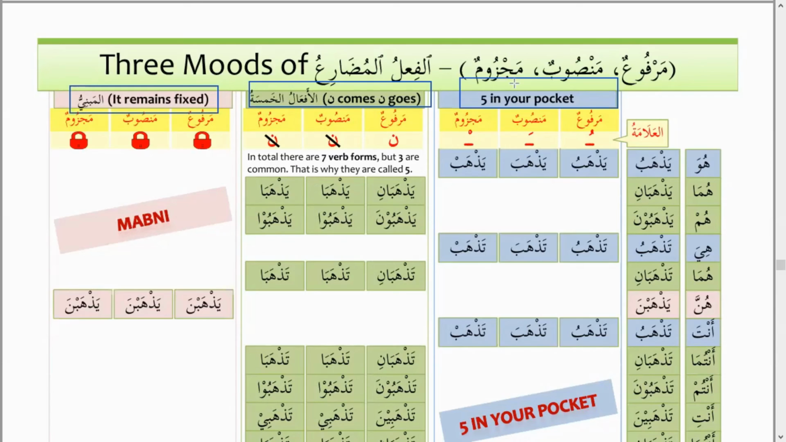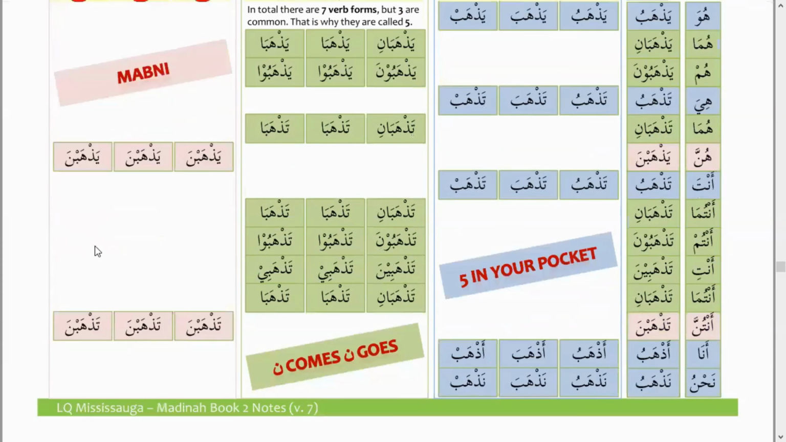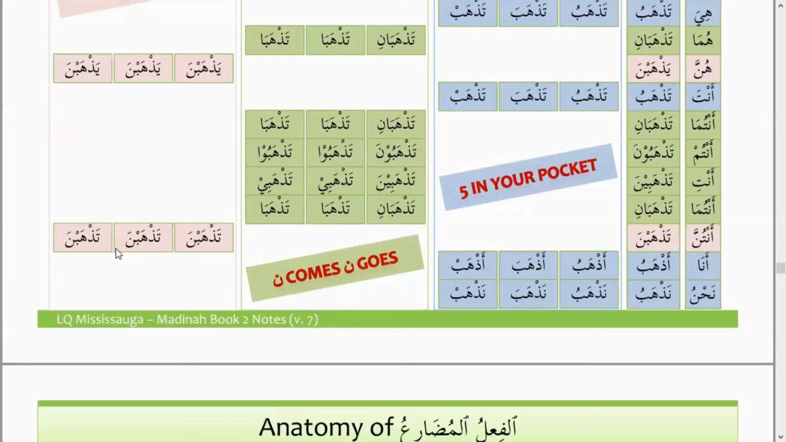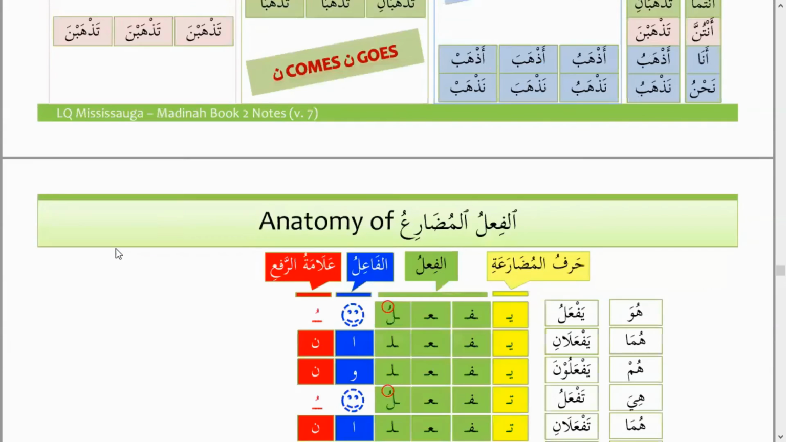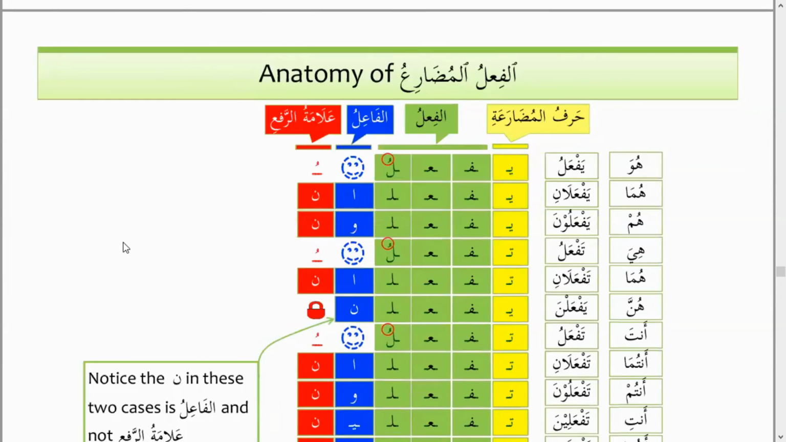If it is five in your pocket, we'll make it mansub by fatha, majzum by sukun. If noon comes and noon goes, the name itself says noon goes. Khalas. When it's mansub and majzum, the noon goes. And mabni is mabni anyway, it remains. So yazhabna remains yazhabna, and tazhabna remains tazhabna. Right? This is what it is.